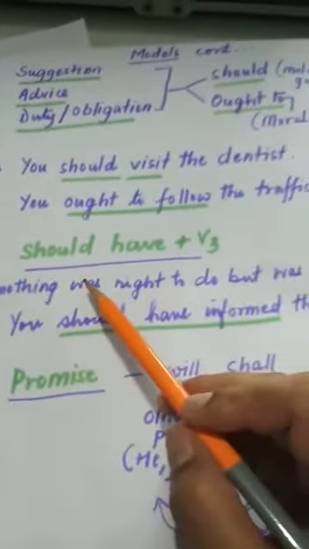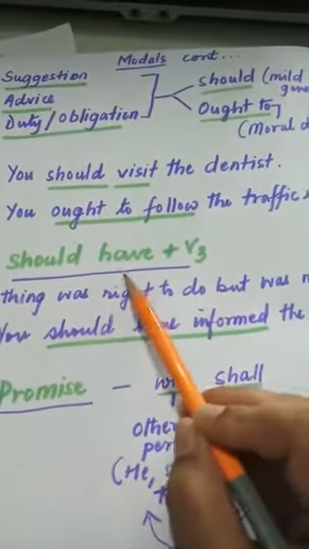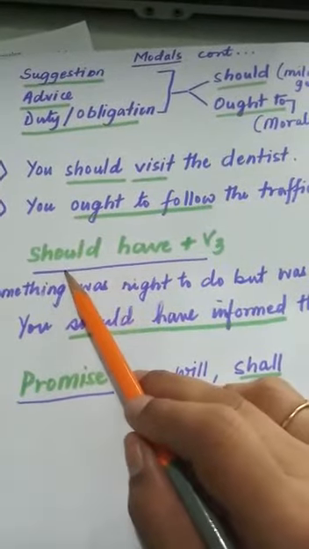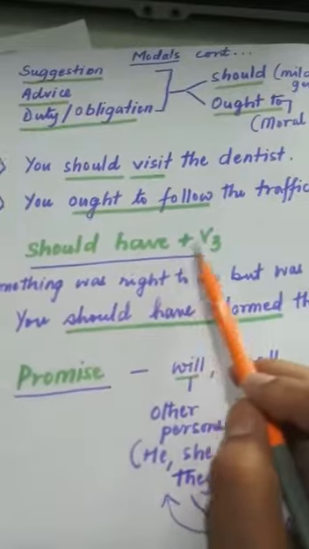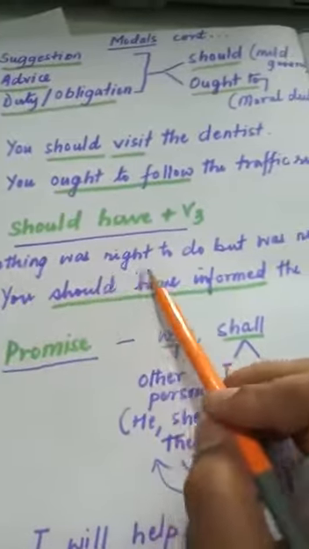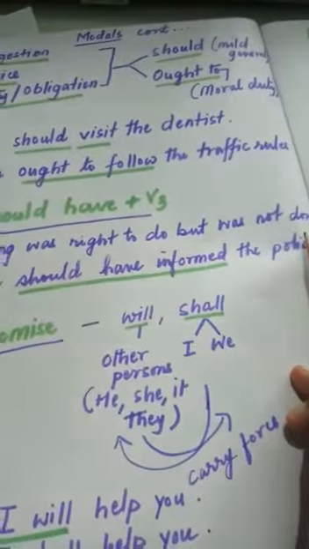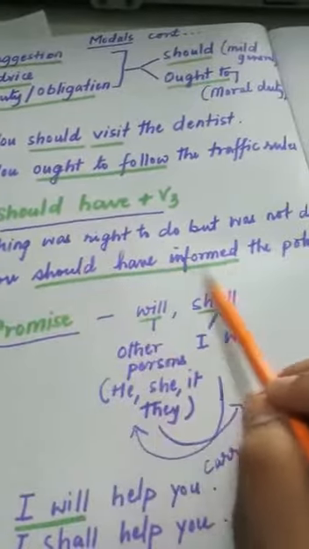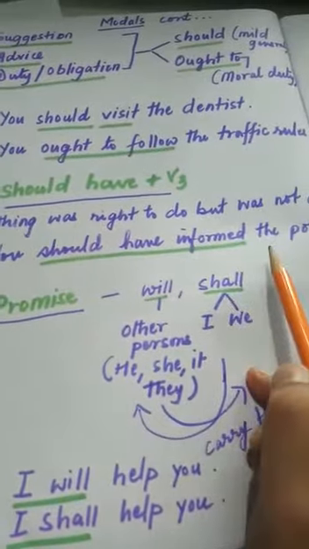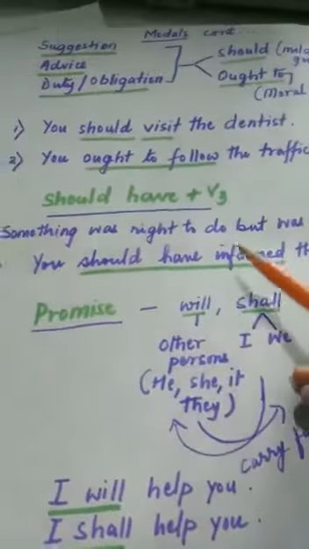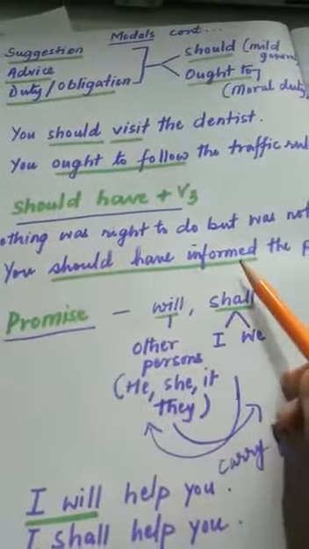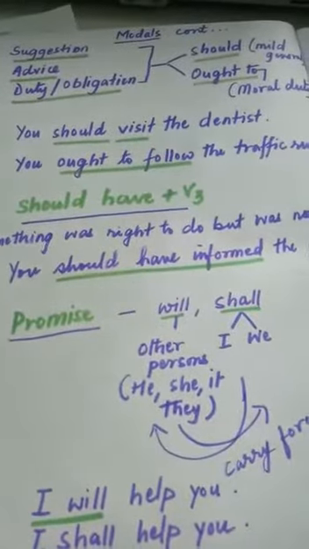Now we can use should have plus V3. Wherever have is there, remember you have to use V3, not V1. But when you use modal should with have plus V3, what can we express? We can express that something was right to do but was not done. Example, you should have informed the police. That means the right thing to do was to inform the police, but you did not inform. It was not done. So should have informed expresses that the right thing was not done.